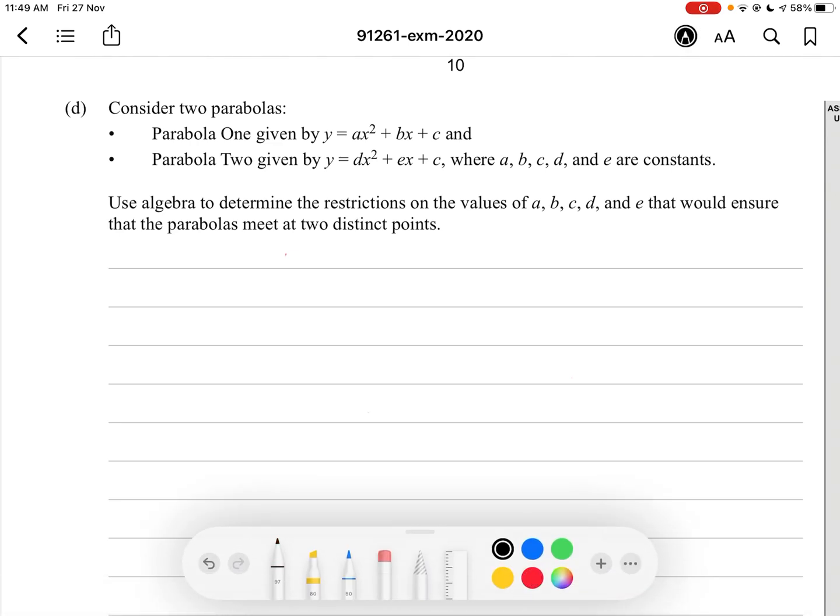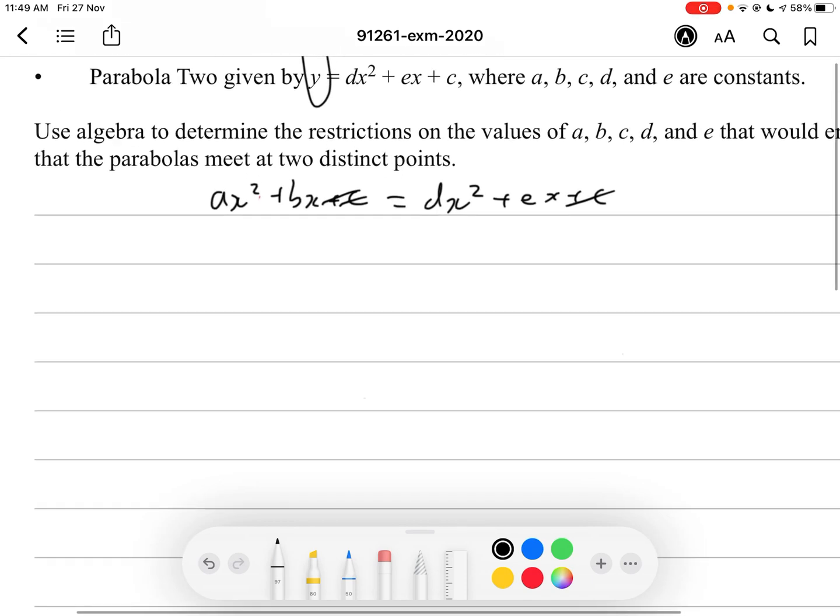Okay, so for this question, we need to make the two parabolas equal to each other since they meet at particular points. So we're going to say ax squared plus bx plus c equals dx squared plus ex plus c. The c's cancel out, so we can just get rid of them. Now we can move everything to one side and make it equal to 0. So ax squared minus dx squared plus bx minus ex equals 0.